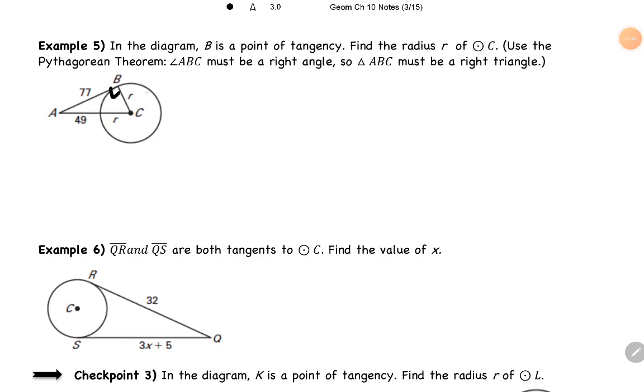Okay, and then this is going to be a. This is going to be c. It's always opposite of the right angle. It's always the largest side. And this is b. So a squared, which is r squared, plus 77 squared is equal to (r plus 49) quantity squared. Got to put the parentheses because this whole line is r plus 49, and that's what we're squaring.